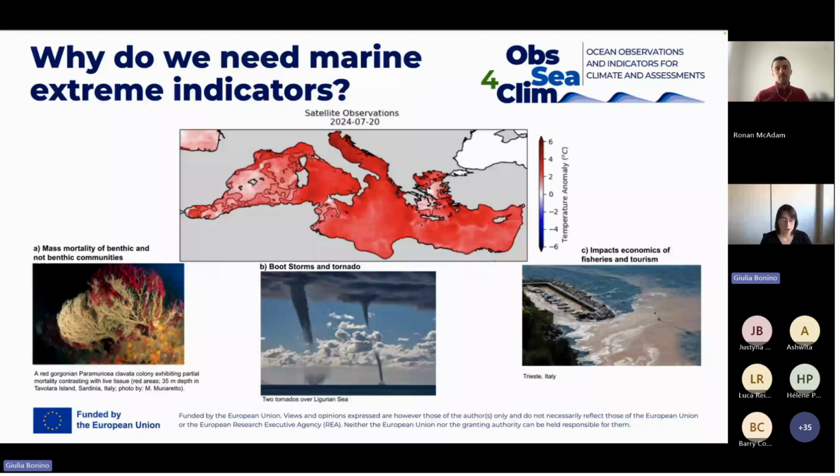Here I'm showing you a map of SST anomalies during last summer. As we can see, we have an SST anomaly from 5 to 6 degrees Celsius, and this anomaly causes really a lot of impact. For example, they impact the benthic and the pelagic communities, they boost storms and tornadoes, and they also had economic impact for tourism and for the fisheries.